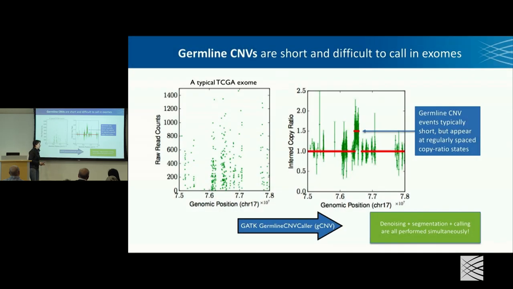Upcoming methods, stay with me for a couple more minutes. We're working on germline copy number variation. Specifically, some of the challenges around very short germline events, copy number events in exomes. And the GATK team now has an algorithm that does very similar things, in terms of the idea of denoising and segmentation and calling, to what we saw for the somatic copy number variation. But it does it all in one step, which is nice, because you run it once and then you get the results. This is still in development, but if you're interested, you can contact us online.